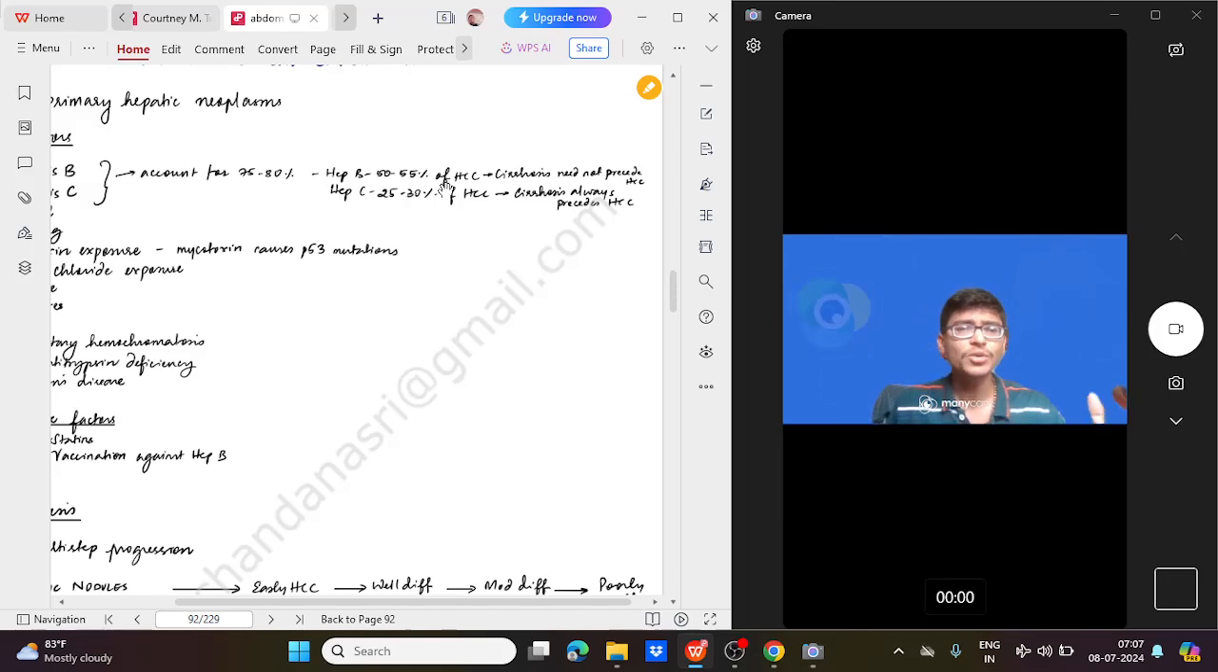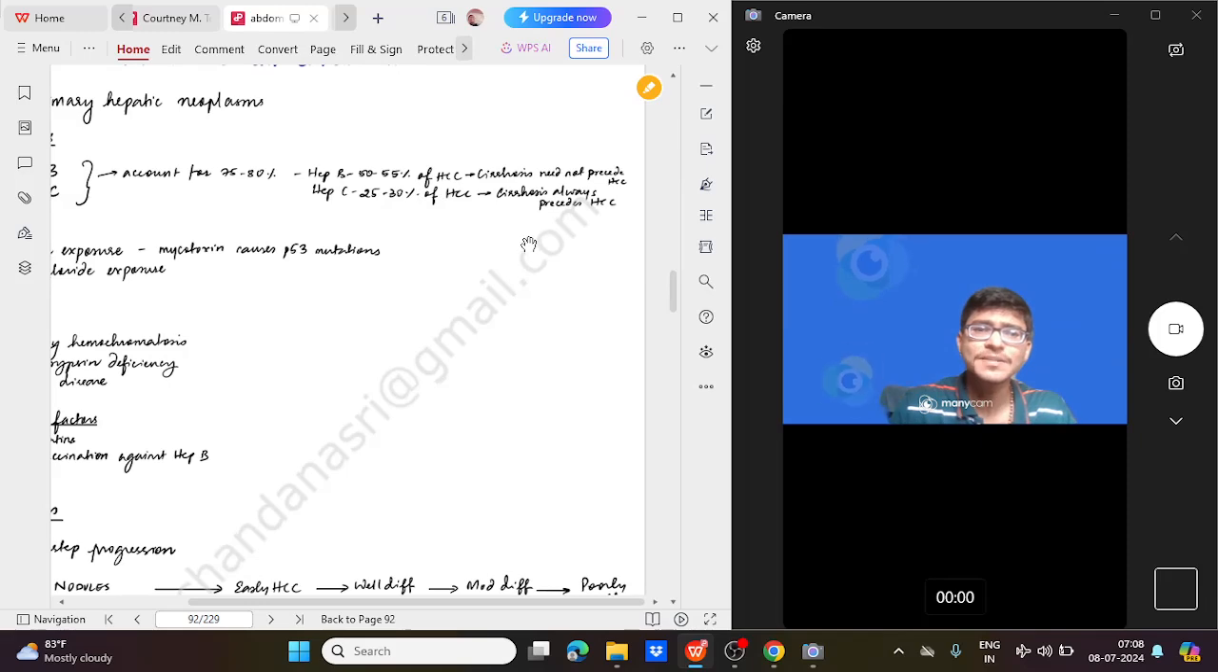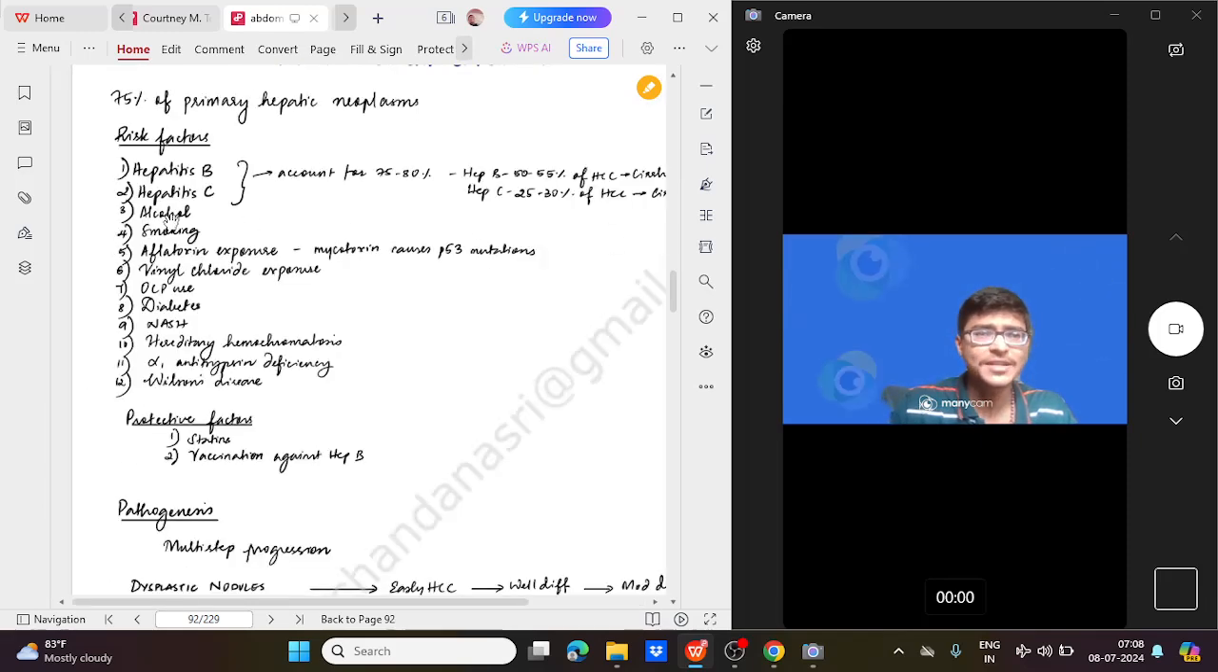That means it is not necessary that cirrhosis will occur before HCC; it may or may not, okay. Mark my words. Hepatitis C accounts for 25 to 30% of cases, but here cirrhosis will always precede HCC. That means cirrhosis will occur, and after that HCC will occur.